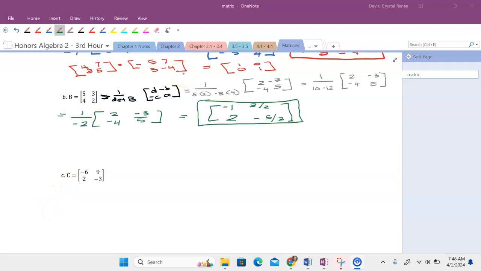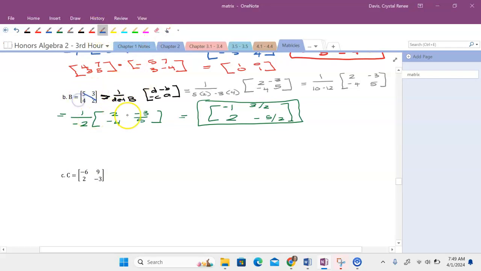All right, so hopefully you worked through this one on your own. Okay, so 1 over the determinant times the flipped around matrix. So the determinant can be found by multiplying the diagonals. So 5 times 2 minus 3 times 4, which is 1 over 10 minus 12, which is 1 over -2.